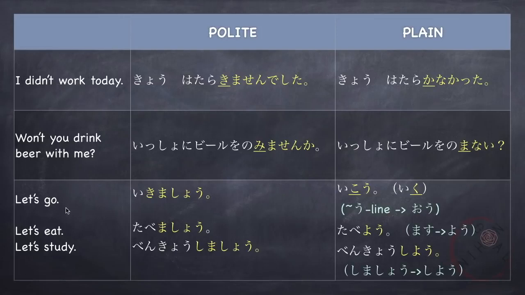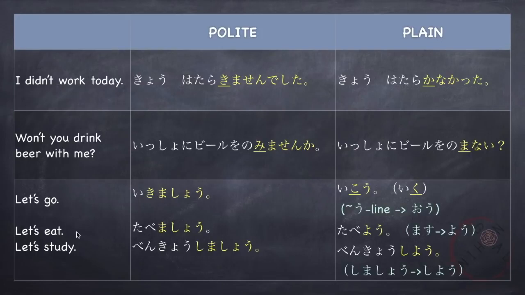Next is inviting someone to do something. For example, let's go. 行きましょう. It becomes 行こう. So, using the dictionary form, we changed the う line to お line and then added う at the end. So, here, 行く became 行こう. So, く became こ and then we added う, 行こう. So, this is for group 1 verbs.